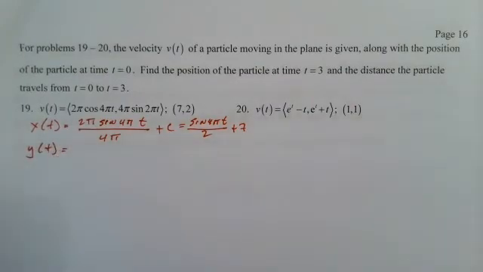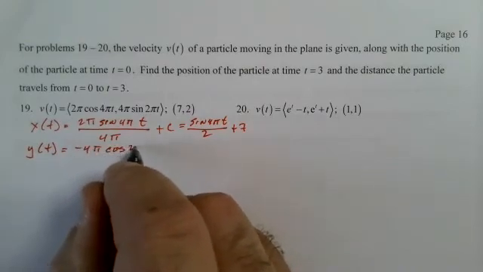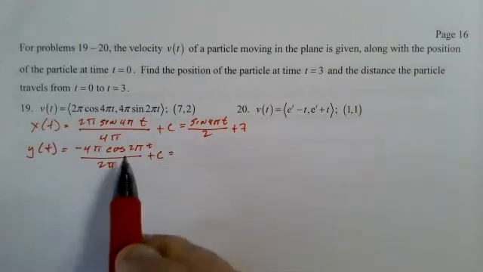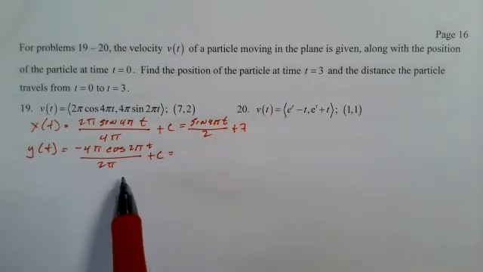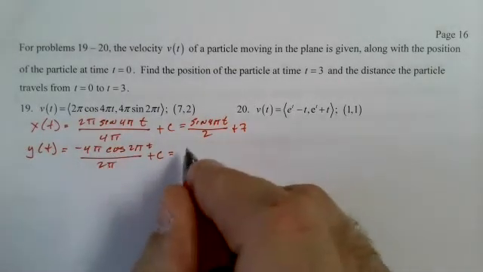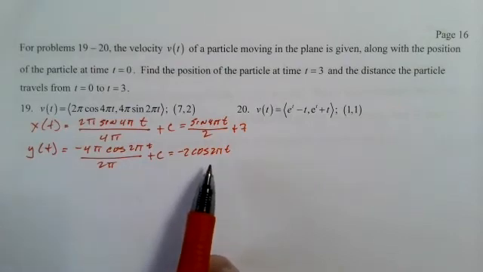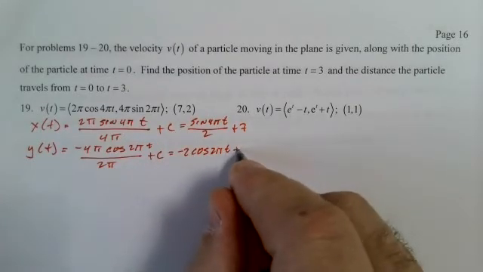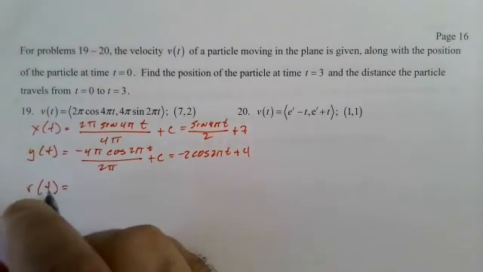Y of t equals, integrate, negative 4 pi cosine 2 pi t over 2 pi plus some c. Plug in 0, and things are a little bit different here. If we plug in 0, let me finish this first. 2 pi cancel, I get negative 2 cosine of 2 pi t. All right, plug in 0, and I get negative 2. Negative 2 plus this c equals 2. Negative 2 plus 4. All right, if you need to write this out, I don't blame you. It's tricky.